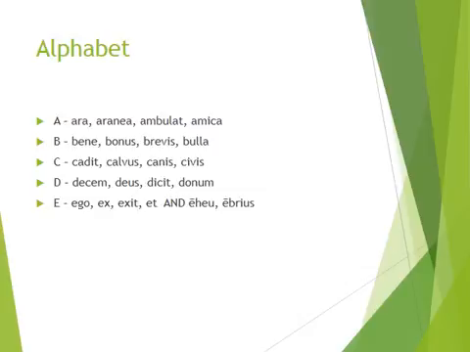The letter E can make two different sounds. If it's short, it makes the sound like an egg. So ego, ex, exit, et. But it can also be long and make an A sound. So ehu, ebrius. The letter F makes a normal F sound. So fabula, facet, ferox, fossa.